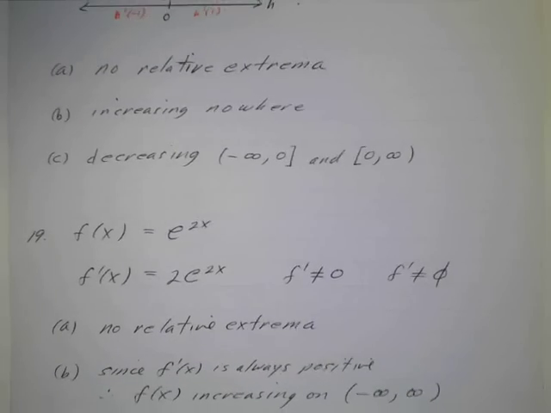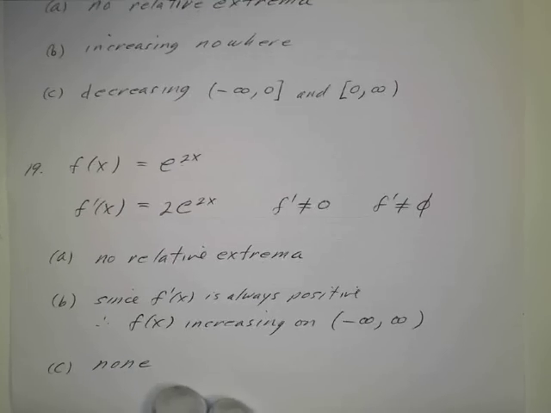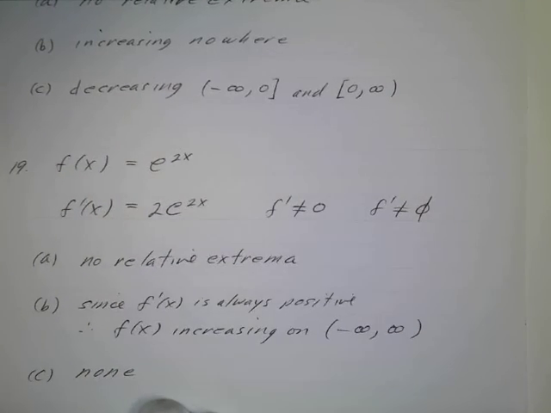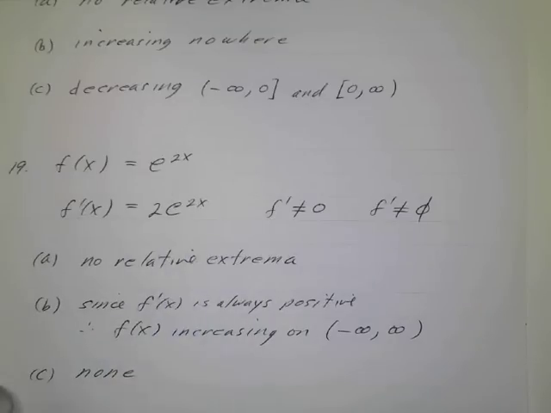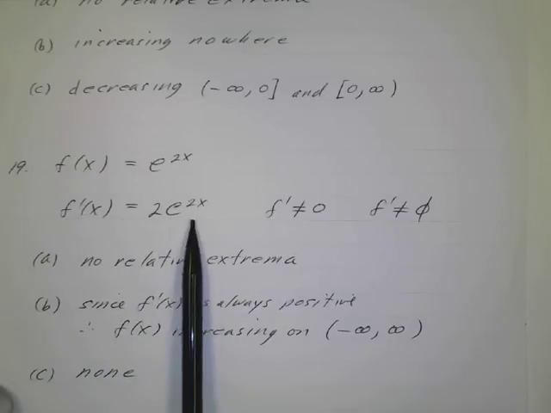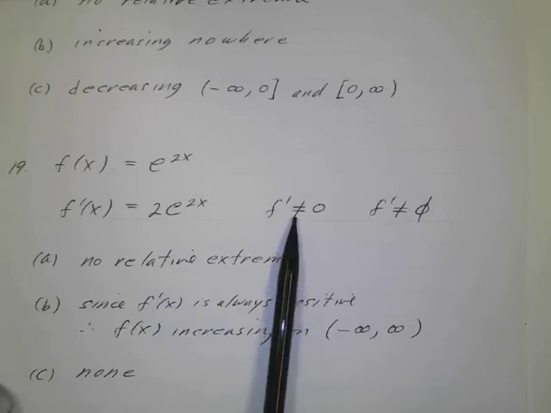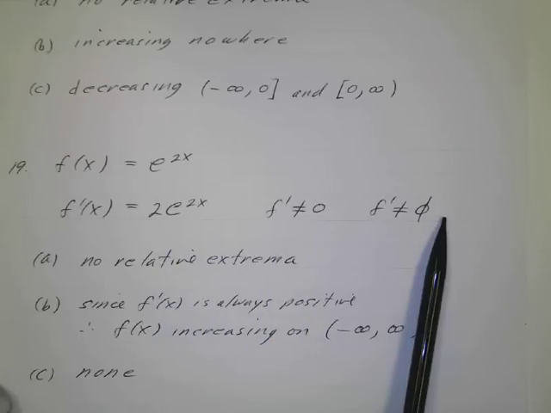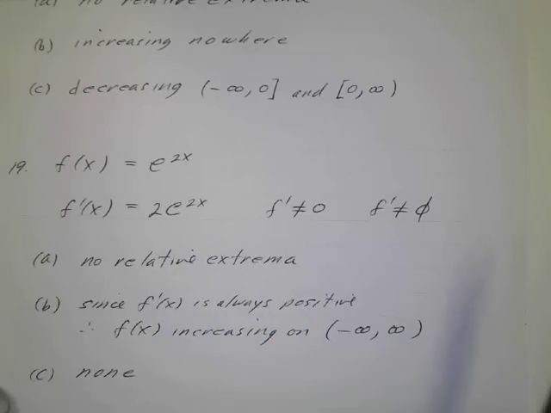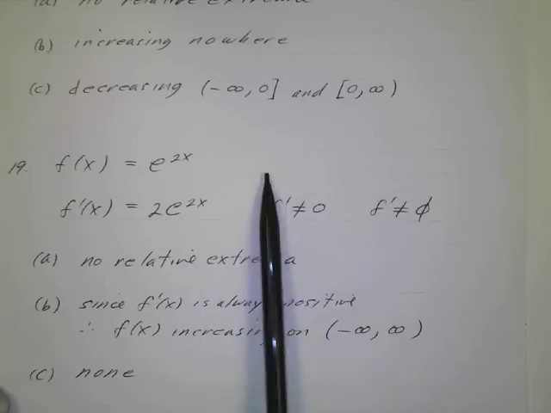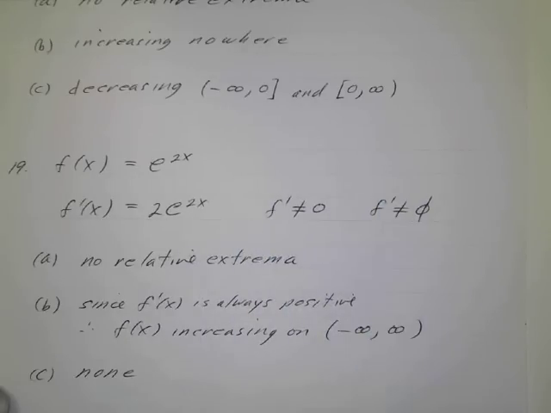Okay, let's take a look at number 19. This is another little straightforward one because of the situation. If we look at 19, f of x equals e to the 2x. So the derivative is 2 times e to the 2x. And this is never equal to 0, and it's never undefined. It's monotonic, and it's always increasing. It's an exponential function, so they're always going up like this. So therefore, there's no relative extrema.